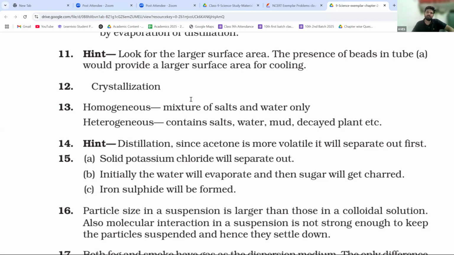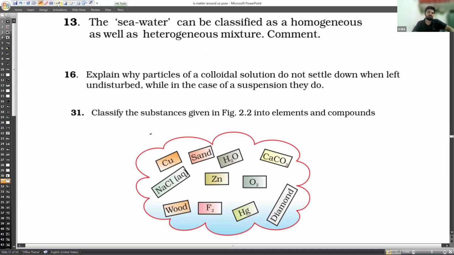Explain why the particles of colloidal solution do not settle down, because they are not big enough and they're not having much mass. The particles of the colloids are small in size, that's why they do not settle down. Otherwise the particles of other heterogeneous mixtures like suspension settle down because they are big enough. So they are left undisturbed. Why do they not settle down? Because the size is small. While in case of suspension, they do, just because the particle size of suspension is big enough that it can settle down.